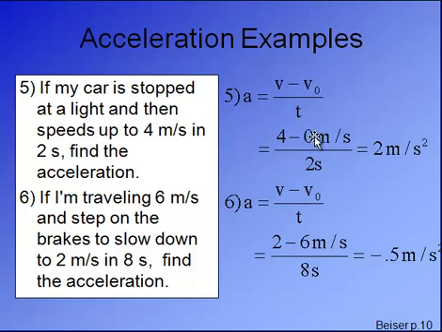V naught was 0, V is 4, and the time down here on the bottom is 2. So I'll go 4 minus 0 is 4. Divide that by 2 would be 2. 2 meters per second squared are the standard units on this thing.